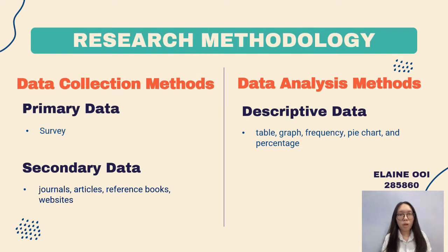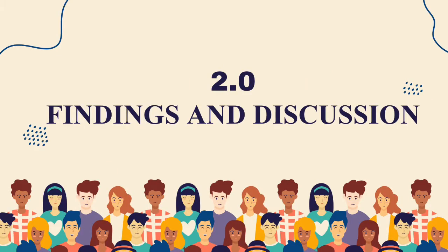I'm Elaine Ooi. I'm going to present research methodology. For the data collection method, the data that we use in the research is primary data and secondary data. The primary data that we use is survey, and the secondary data that we use is journal, article, reference book, and website. Besides, the data analysis method that we use is descriptive data. We use table, graph, percentage, and frequency to present and analyze our data.